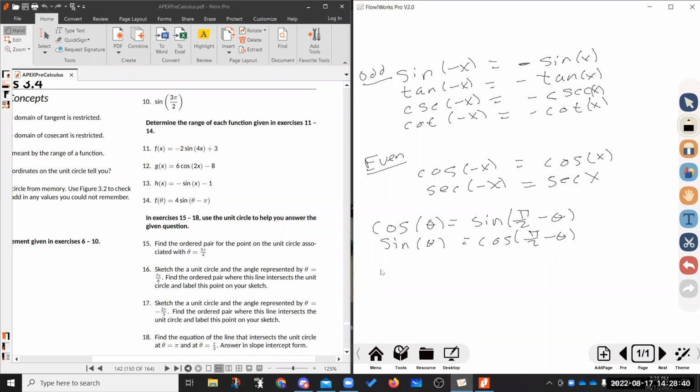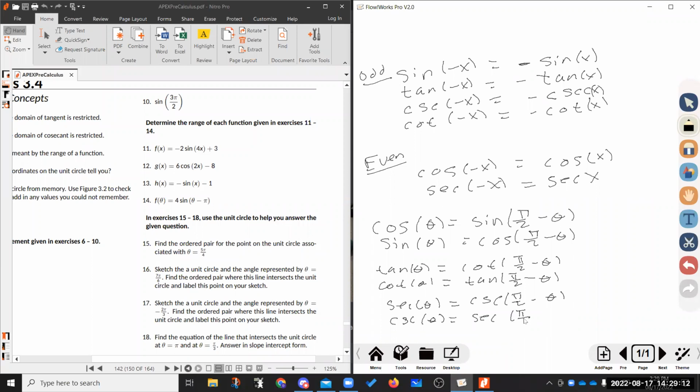So that means that tangent of theta is equal to cotangent of pi over 2 minus theta, and cotangent of theta is equal to tangent of pi over 2 minus theta, and secant of theta is equal to cosecant of pi over 2 minus theta, and that cosecant theta is equal to secant of pi over 2 minus theta.